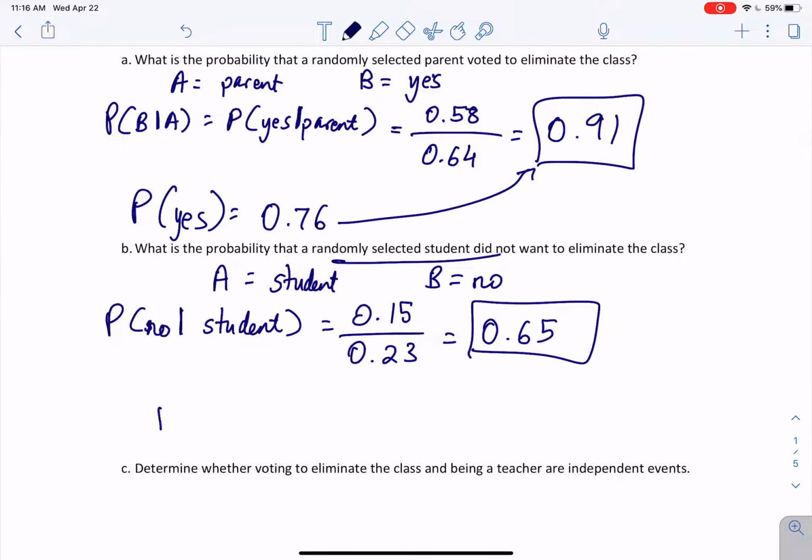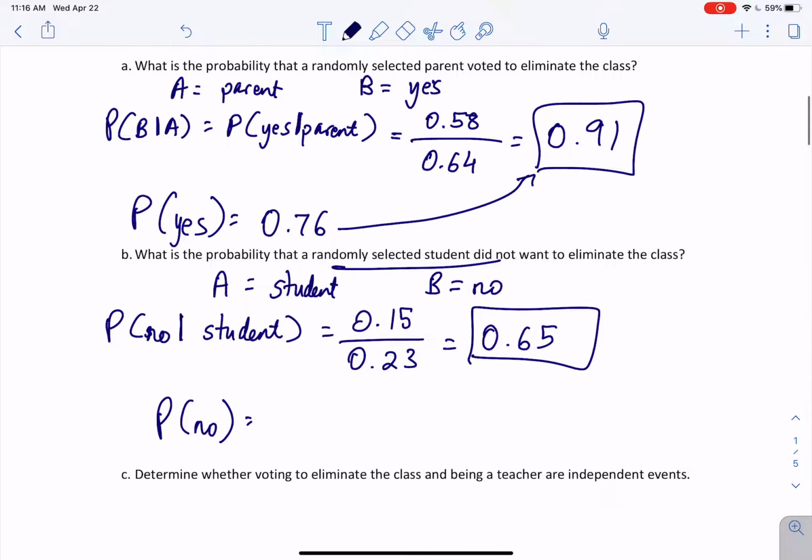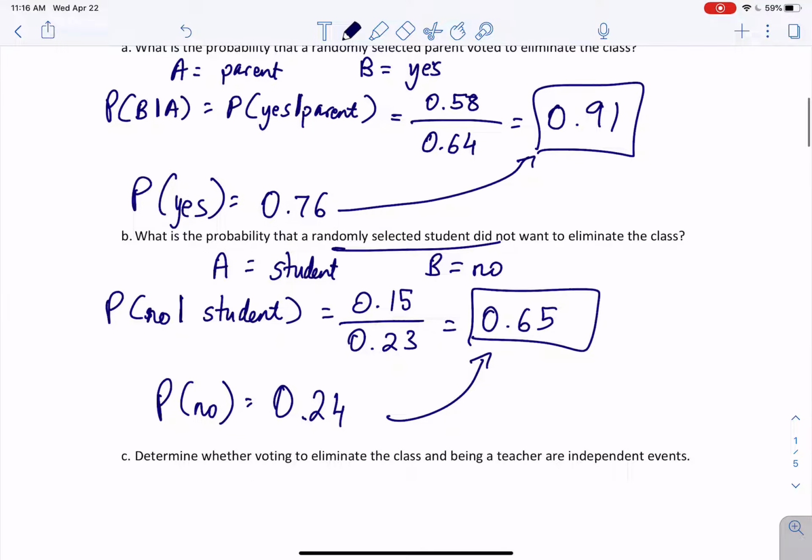Same thing with a student, right? Probability of someone voting no is 24%. But if I know I'm picking a student, that probability goes up to 65%. So again, those are dependent, right? If I pick a parent, if I pick a student, the probability that someone voted yes or no changes based on that. So now let's look at the teacher scenario.